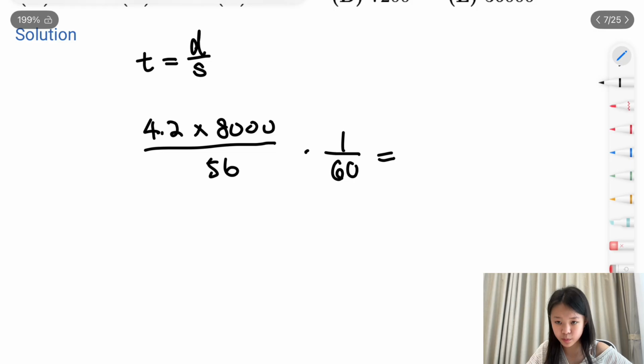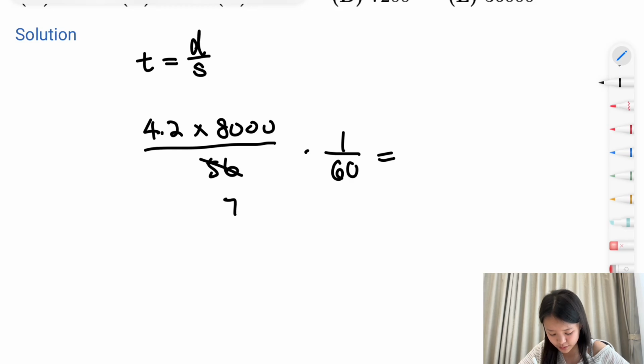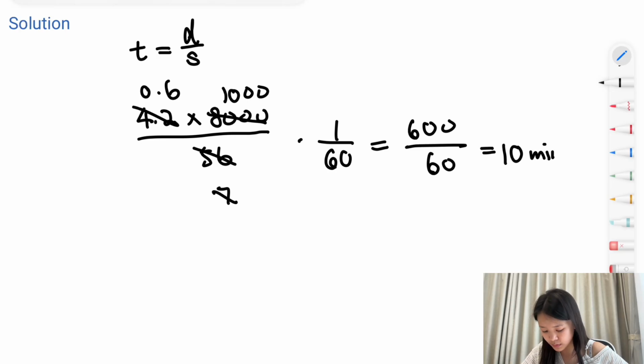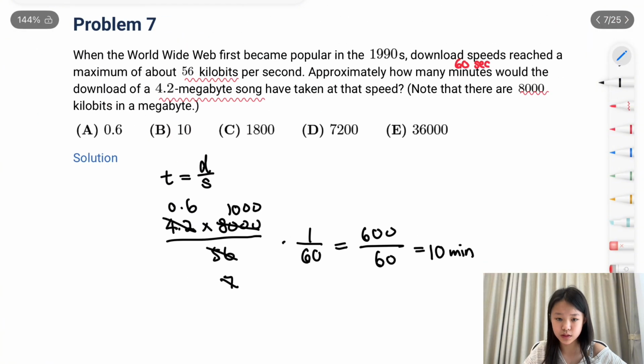So notice here that 4.2 is basically 42 times 0.1. So we can first divide the 8 out of 56 to get 1,000 on top and 7 on the bottom. And then divide 4.2 by 7 to get 0.6. So that equals 600 divided by 60. And the answer is 10 minutes. So this is basically just converting a word problem into an equation and then solving for the answer.